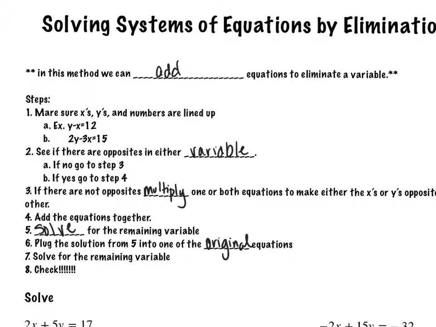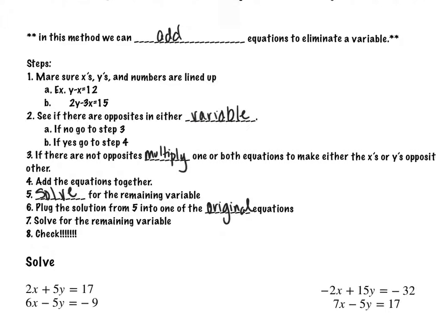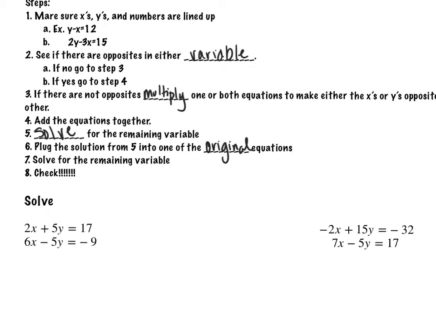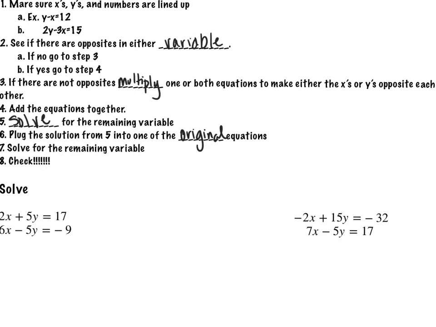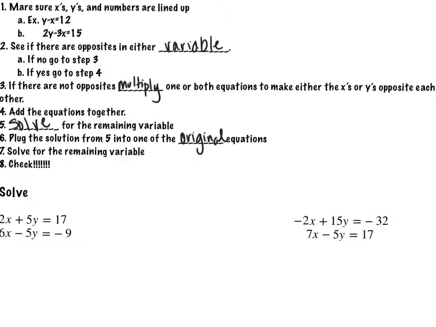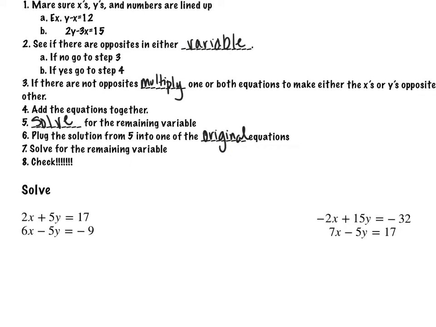So let's look at these steps in action. I'm going to keep them up there for this first one. So look at 2x plus 5y equals 17 and 6x minus 5y equals 9. First thing I want to look at is, are my x's, y's, and numbers all aligned? Yeah. A lot of times they'll be given to you aligned. Sometimes you might run into an example or two where they're not, but most times they're aligned.